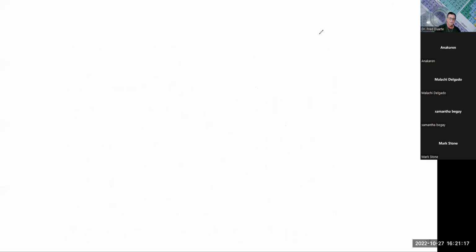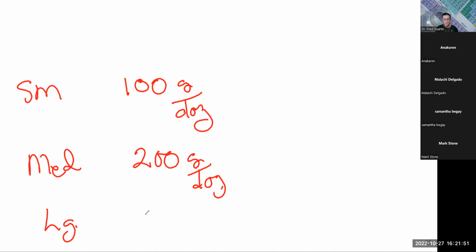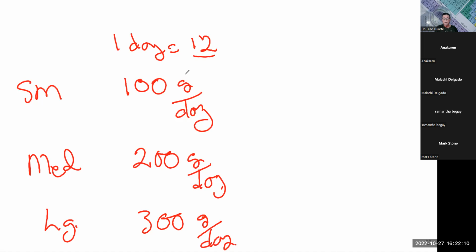Let's do some examples. We all know about the concept of a dozen, a 12. Let's say we looked at some small eggs, and just for argument's sake, a dozen small eggs weigh 100 grams per dozen. Medium eggs, we'll just double that, and a dozen weighs 200 grams. And then large, we'll just continue and set a factor of 100, so 300 grams per dozen. What they all have in common is they have 12, or a dozen, eggs. We know that 1 dozen is equal to 12.